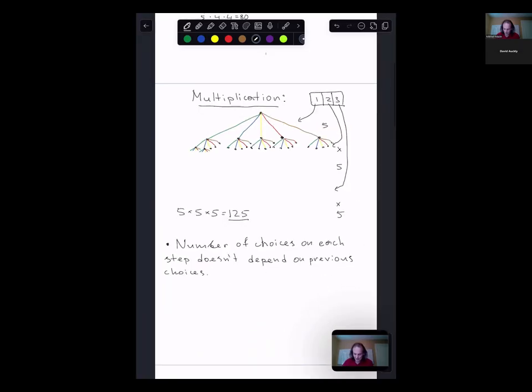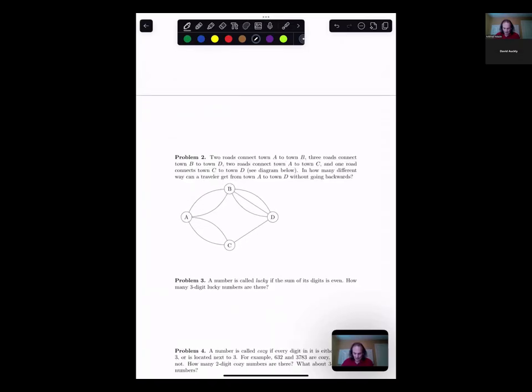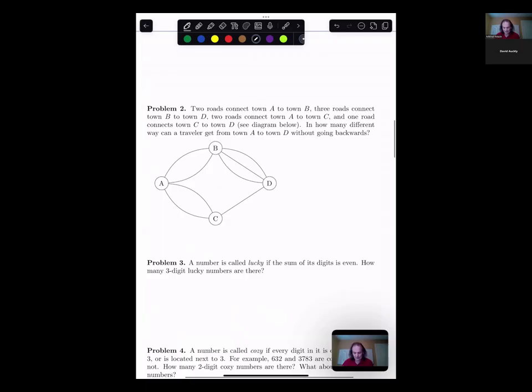Okay, so let's go on to the next problems. And yeah, I like to start with this. Spoiler alert: that is going to be the addition principle. So these problems are going to be addition. Okay, so here is the first problem. Well, problem number two here.